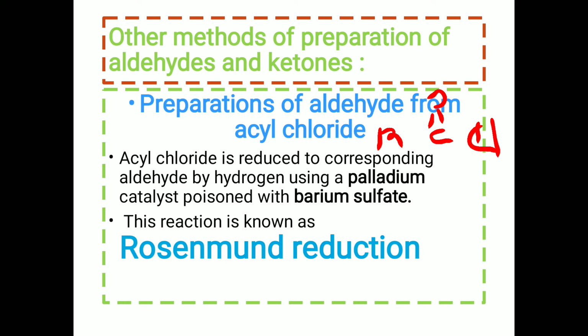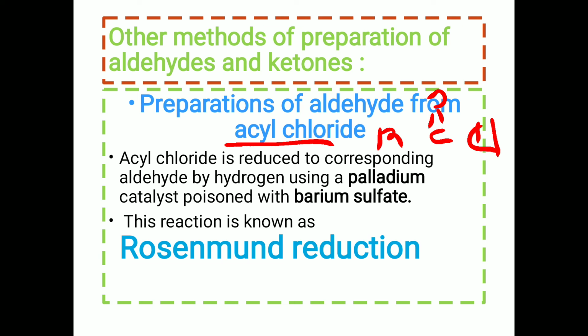First of all we study the preparation of aldehydes from acyl chloride. Acyl chlorides are also called acid chlorides. Aldehydes and ketones both can be obtained from the acid chloride, but it involves various reactions which are different from each other. First is the preparation of aldehyde from acyl chloride. Second is the preparation of ketones, either aliphatic ketones or aromatic ketones, from acyl chloride. First we study the preparation of aldehydes from acyl chloride.